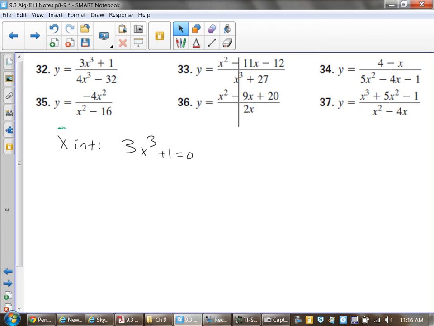So in order to figure out where your zeros are located, you have to solve for x. You get 3x cubed is -1. X cubed is -1/3. X will be the cube root of -1/3. Can I take a cube root of a negative number? Yes, I can. Why can't I?